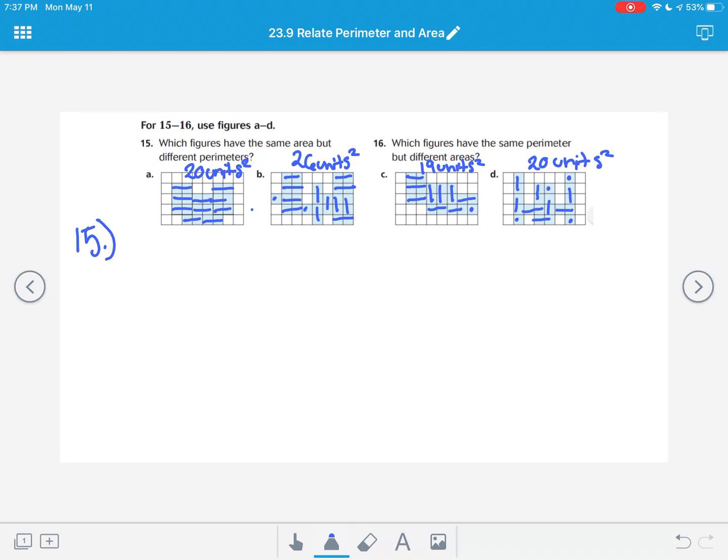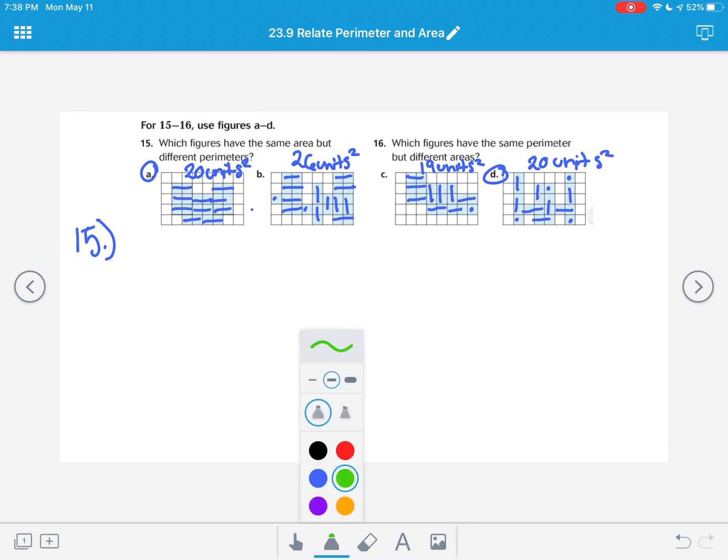So I've now found the different areas. I will need to locate the perimeters, but we'll see if we can get away without having to count all of them for right now. So number 15 asks which figures have the same area but different perimeters. So far I know that A and D have the same area, which is the first part of that, but different perimeters. So 20 units squared and 20 units squared. I don't see any other ones with the same area, so I assume that's the answer, but let's count the perimeter just to be safe.